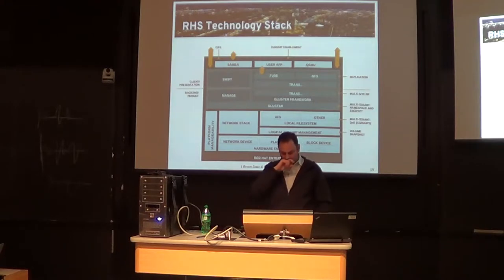Okay. So, again, at the foundation, Red Hat Enterprise Linux. All of the hardware enablement, compatibility, certifications that we do, that's the benefit of Red Hat Enterprise Linux here. All the network devices, the block devices, all the hardware enablement, the network stack, the logical volume manager, these are all components of what we're utilizing to deliver the Gluster file system to the user experience at the top. You'll see here the local file system is XFS and then other. It depends on the translators.